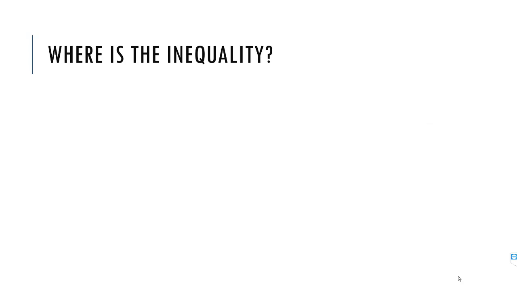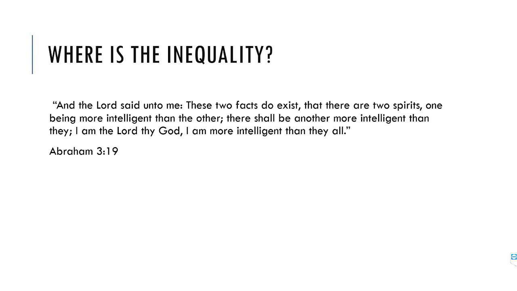One great thing about inequalities is it allows us to describe a number even when we don't know exactly what it is. We just need to compare it to something that we do know. Here's an example from the scriptures. In Abraham chapter 3 verse 19 it reads, "And the Lord said unto me, these 2 facts do exist. There are 2 spirits, one being more intelligent than the other. There shall be another more intelligent than they. I am the Lord thy God, I am more intelligent than they all." We don't know exactly how to describe God's intelligence, but we can describe it as being greater than they all.